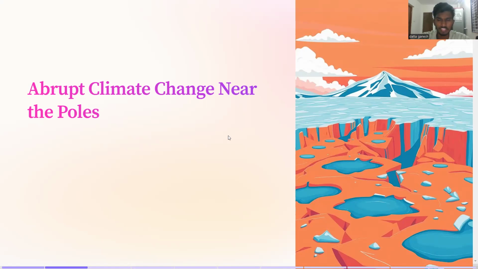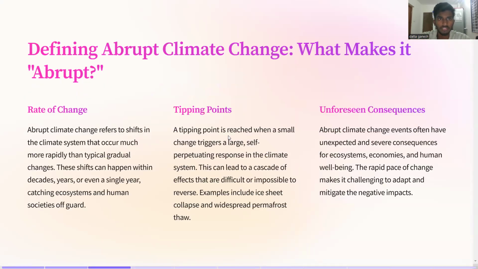Now, let's get started. Defining abrupt climate changes. What makes it abrupt? Rate of change. Abrupt climate change refers to shifts in the climate system that occur much more rapidly than typical gradual changes. These shifts can happen within decades, years, or even a single year, catching ecosystems and human societies off guard.